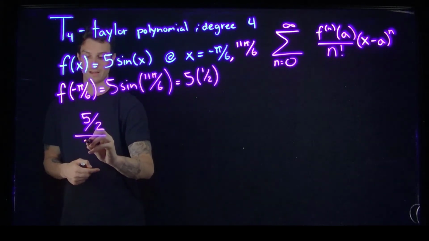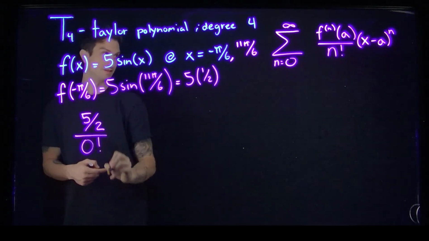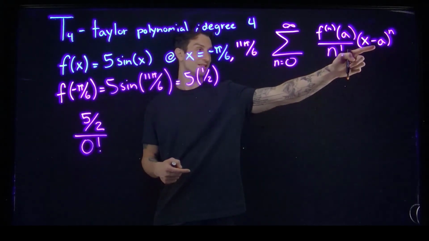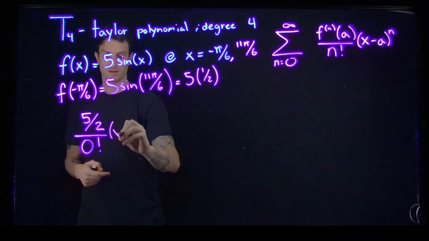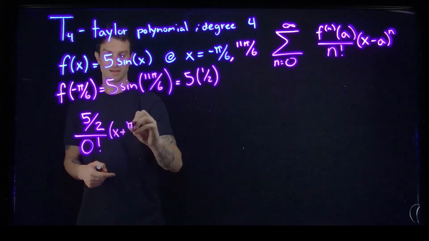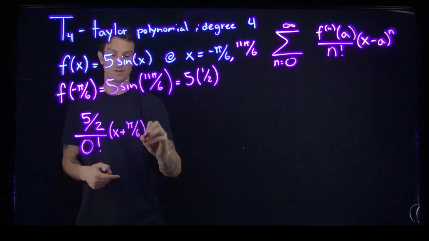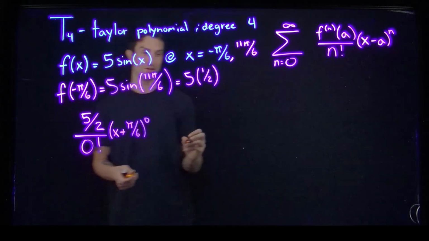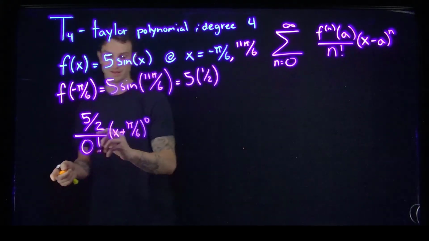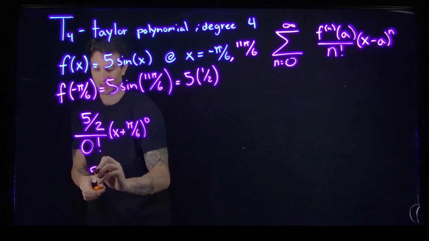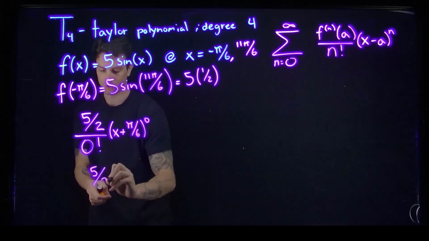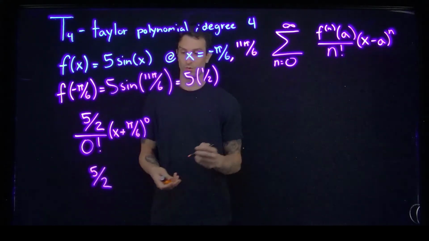I'm going to write it all out, even though we know what 0 factorial is. And this is x minus a, so x plus pi over 6, but it's to the 0 power, and what do we know about that? Anything to the 0 power is going to be 1, so this is going to be 1, this is going to be 1. We end up with just a 5 over 2, and I'm just going to write it going forward.